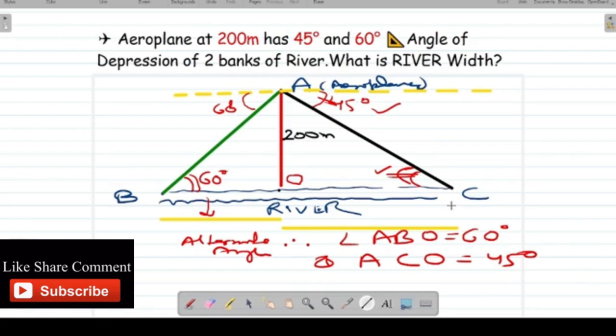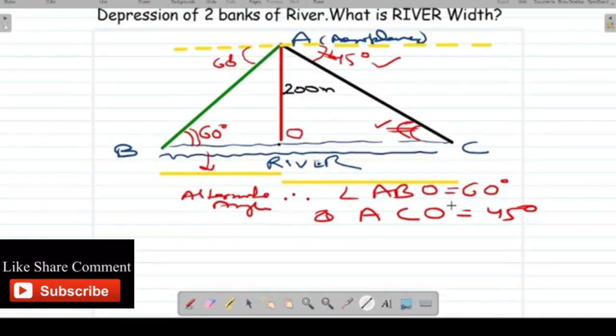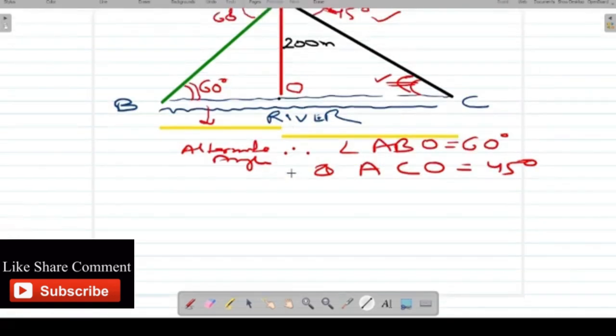Now we have drawn the figure, and now we will solve it. We need to identify the width of the river. Students, I put up a short of this video also today in the morning, so you can refer to that for a quick recap. Now let us solve it. What is the relation of AO and BO when one of the angles is given? Yes, that is tan, because the perpendicular is 200 meter and the base is OB, which needs to be identified.